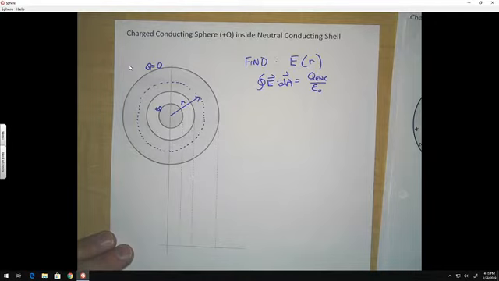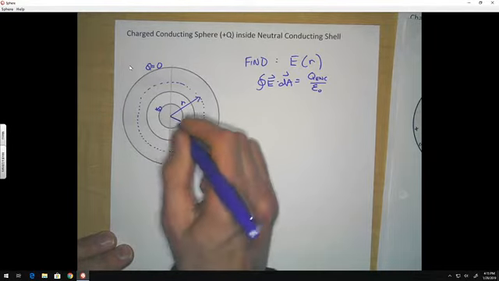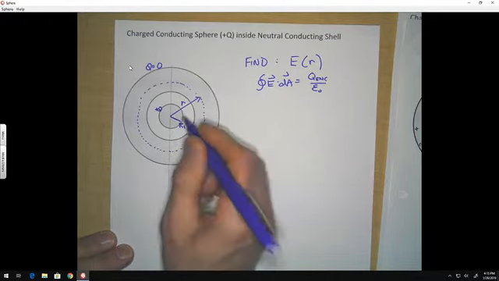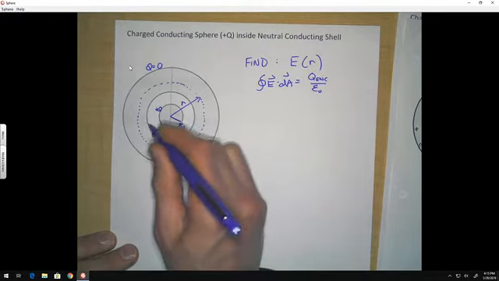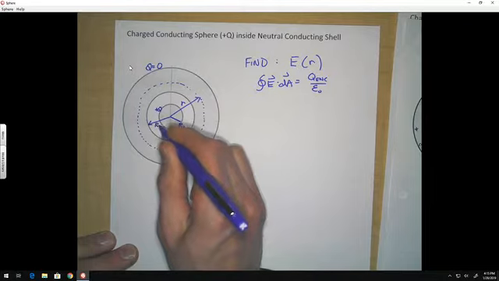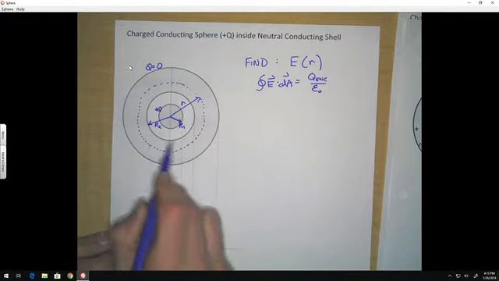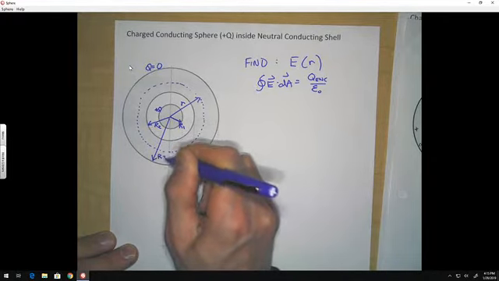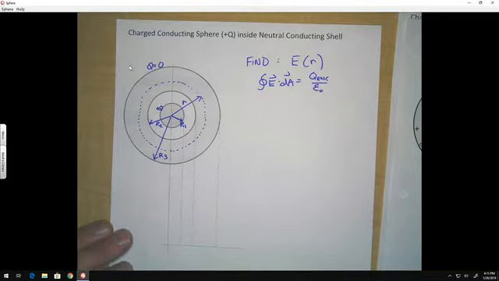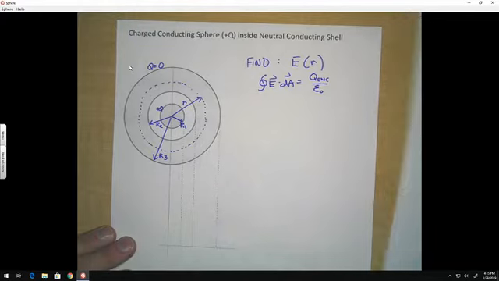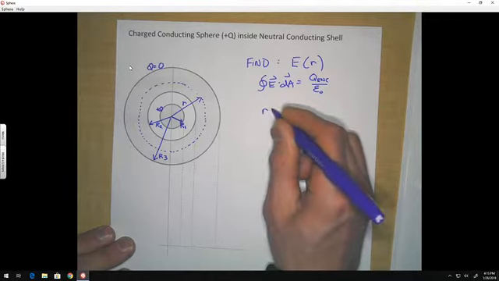I'm going to have to mark off my inside object with the radius r1. I'm going to mark off this radius, which is going to be my r2. So that's the inside of the shell. And then r3 is going to be the outermost radius of the object. So I've got three kind of fixed radii here, and then I've got one variable radius that I use for my Gaussian surface.